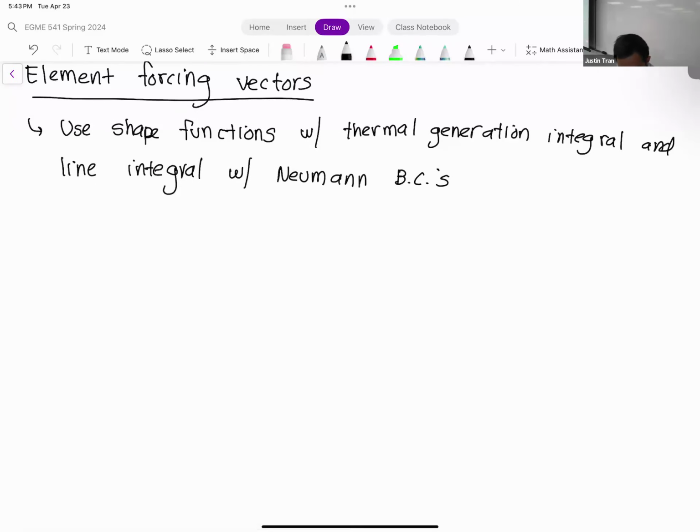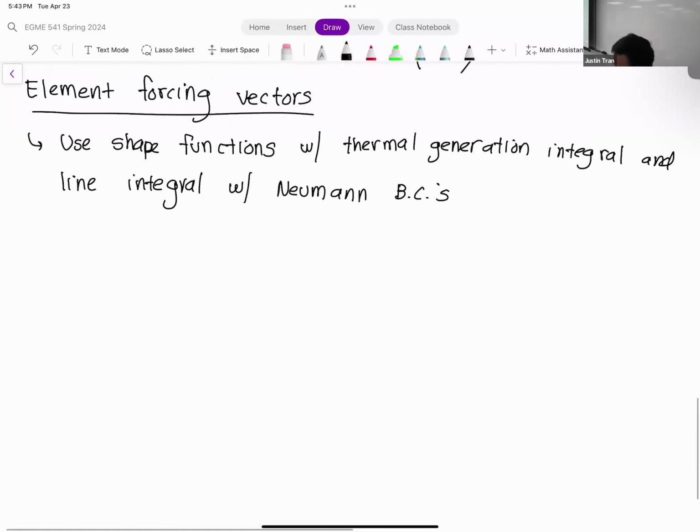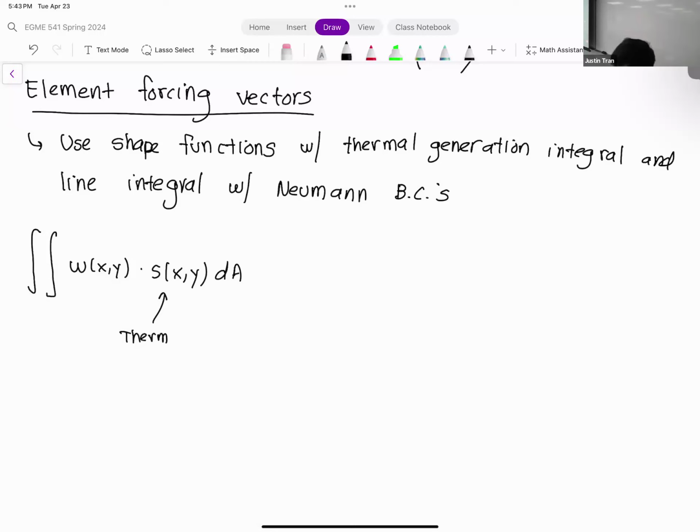So let me go ahead and write out each of these individually, right? If you look back at our weak form for the 2D heat conduction problem, let's start with the thermal generation term. Our thermal generation term was a positive double integral of W of X and Y multiplied by the thermal generation function S of X and Y dA. Remember, this S of X and Y is our thermal generation function.